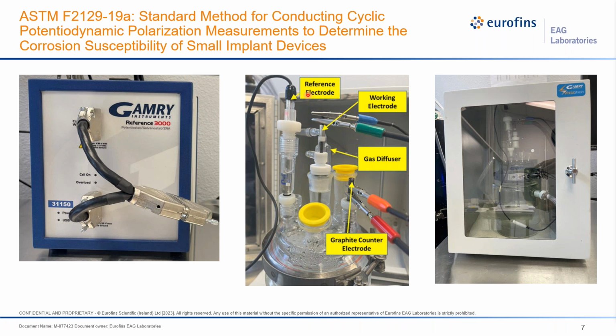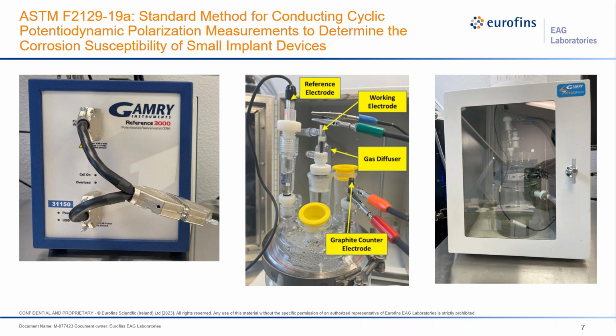Working electrode, reference electrode. A gas diffuser, here's the gas diffuser back here, is used to deoxygenate the testing solution prior to and during the corrosion test. A graphite counter electrode is also used. All equipment is visually inspected prior to each set of tests performed to ensure they are in good working condition. The saturated calomel electrode is checked to ensure low impedance prior to every set of tests to maximize potentiostat performance.